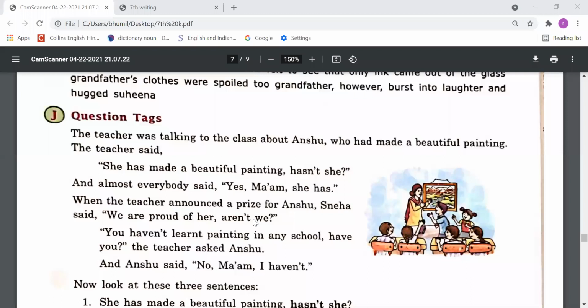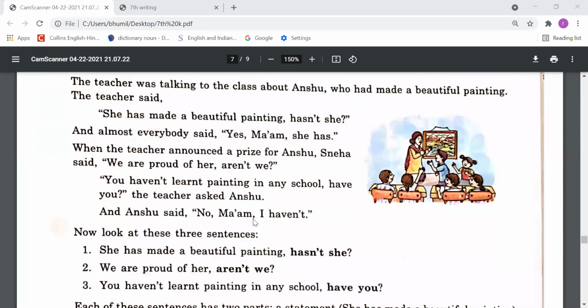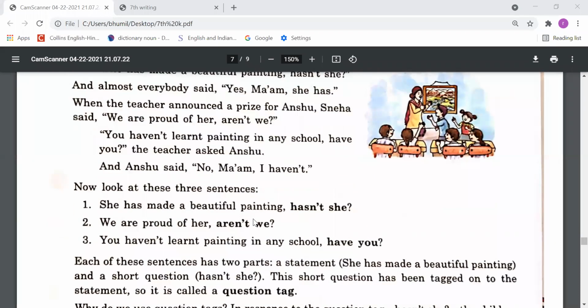"You haven't learned painting in any school, have you?" the teacher asked Anshu. And Anshu said, "No, no, ma'am, I haven't." Now look at these three sentences. She has made a beautiful painting, hasn't she? We are proud of her, aren't we? You haven't learned painting in any school, have you? So these bold words are, we can say, question tags.